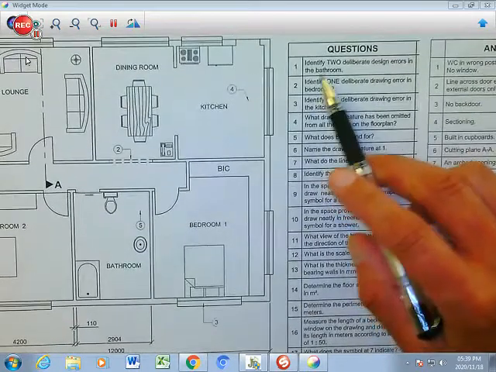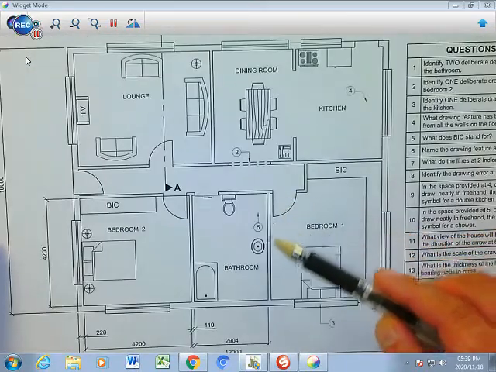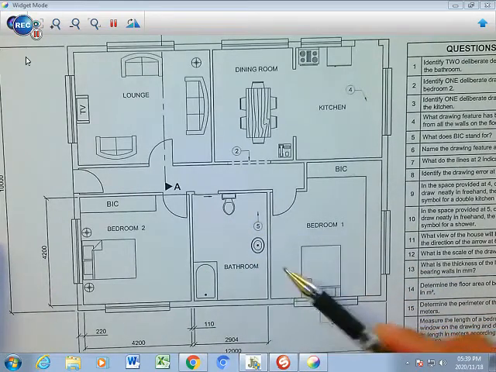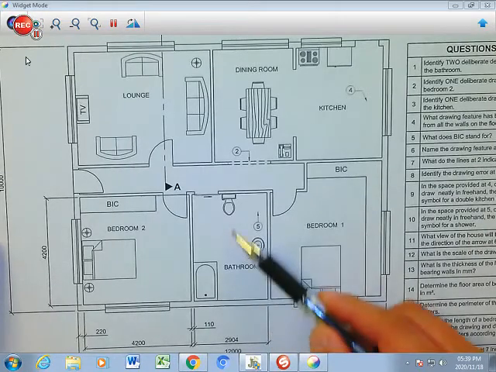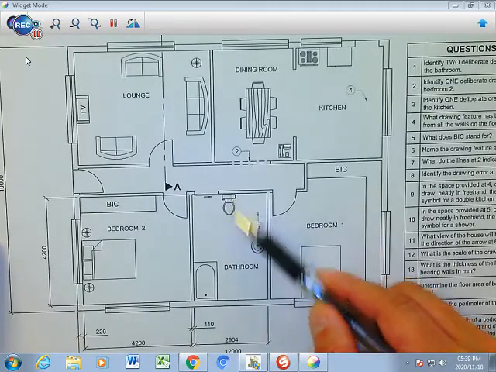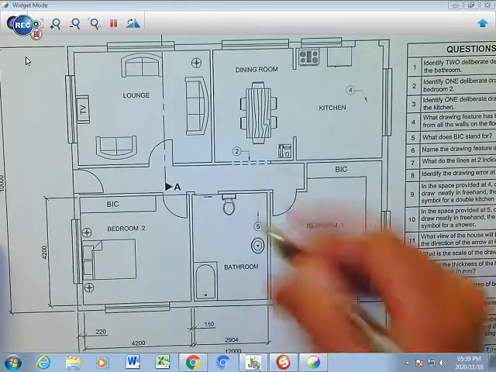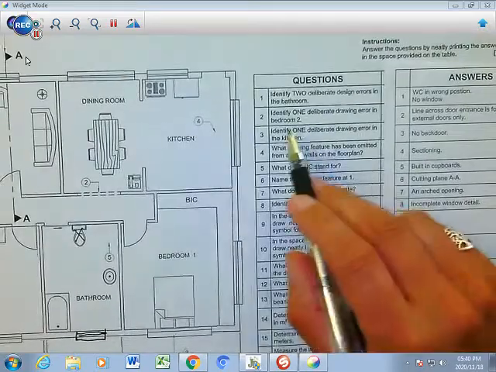the question here: identify 2 deliberate design errors in the bathroom. So you will have to go to the bathroom physically. This is your bathroom here. 2 design errors that you will find here. You will see that there is no actual window for the bathroom. That's a problem. And then, of course, the water closet, which is right there, should rather be on the external wall for the exit water or the wastewater to run that way to the drain. So that there is your error, and there should be preferably a window here for ventilation.